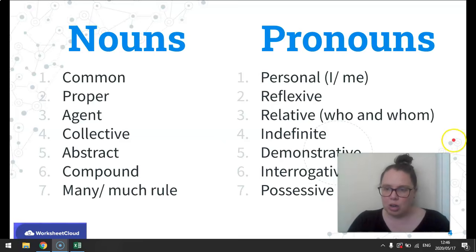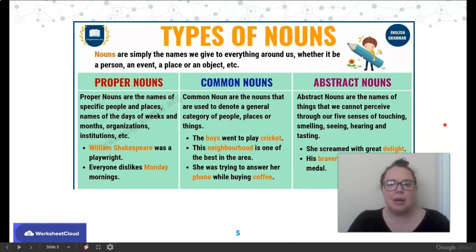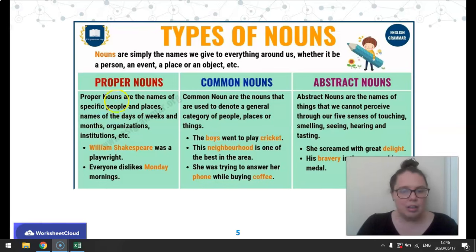Okay, we're going to start with nouns. And I'm sure you all remember these types of nouns. So you get proper nouns. I think they're the easiest to identify because it has a capital letter. So proper nouns will be places, people, or even things, but it has to be a capitalized something. So Shakespeare, Monday, Cape Town, right? So a proper noun is a name of a person, place, or thing.